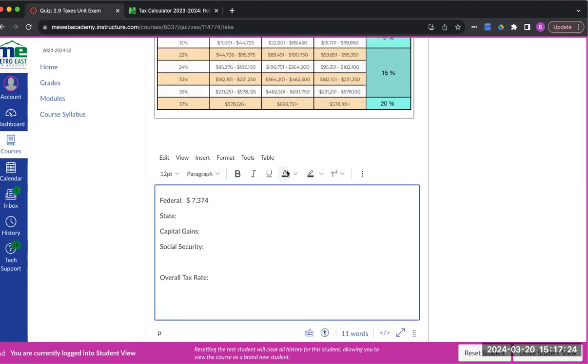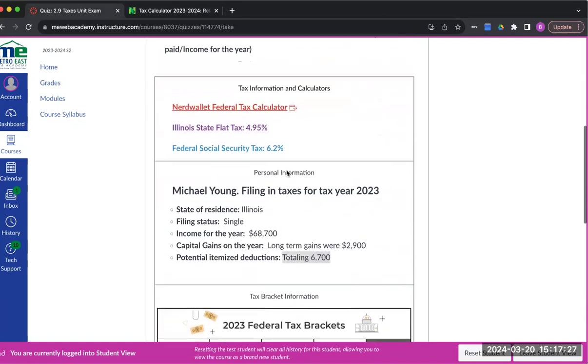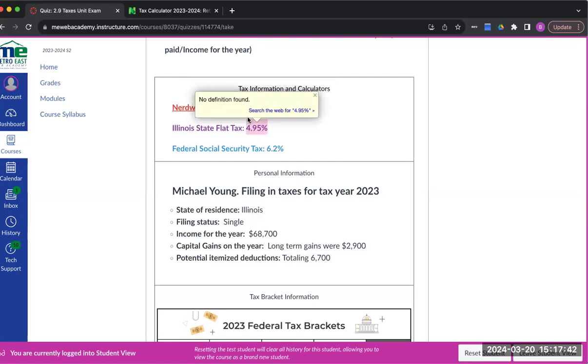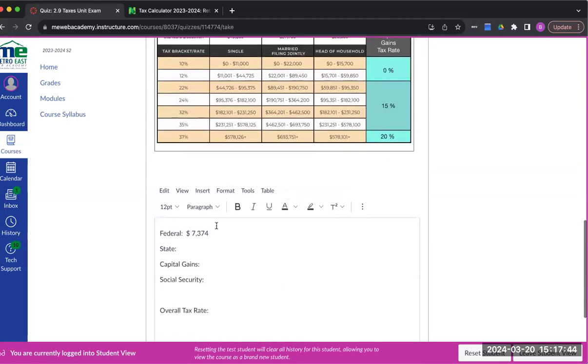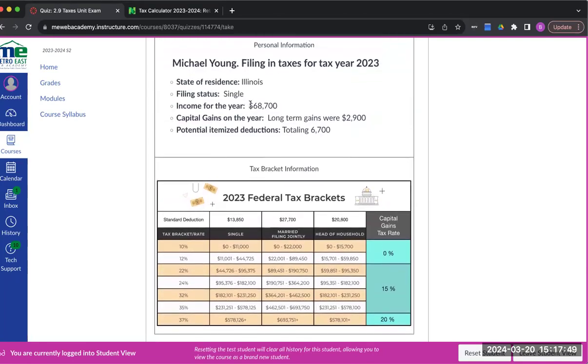State tax is going to be, in this case, based on the specific state. Here he lives in Illinois. Illinois has a flat state tax rate of 4.95%, meaning everybody, no matter their income, pays 4.95%. So let's calculate that right here. You're just going to use the income for the year, and note that you can only use itemized deductions for state. If you use the standard deduction for federal, you have to use that for state as well, which means you don't have any deductions for state.